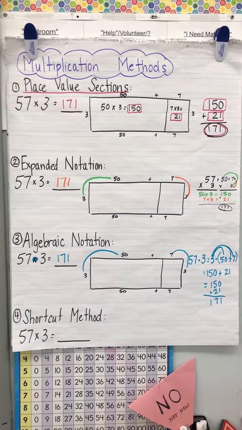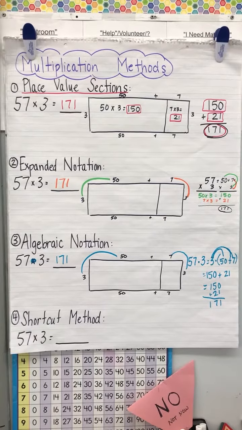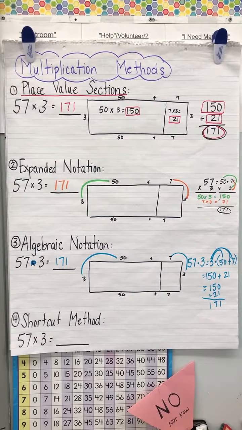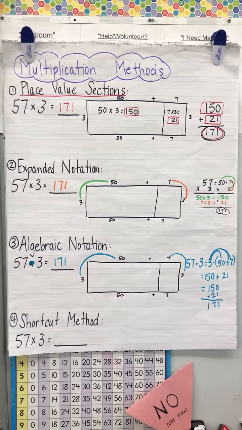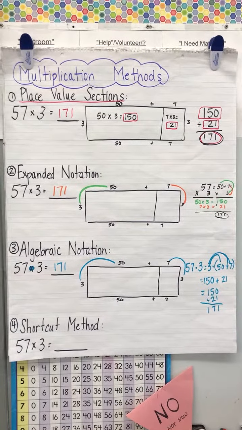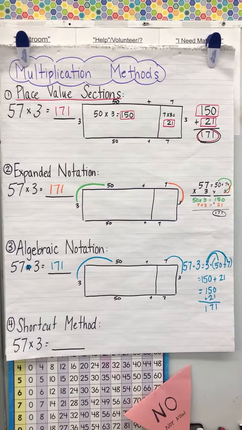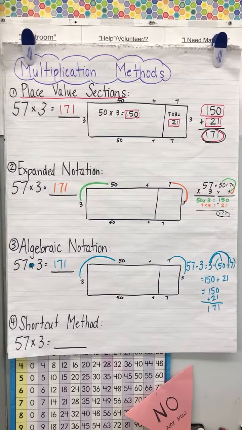So you can see on this poster there are 4 different methods of multiplication for 2-digit numbers times 1-digit numbers. And one of them is called place value sections. The second one is called expanded notation. The third method is algebraic notation. And the fourth method is the shortcut method, which again, we're learning tomorrow.